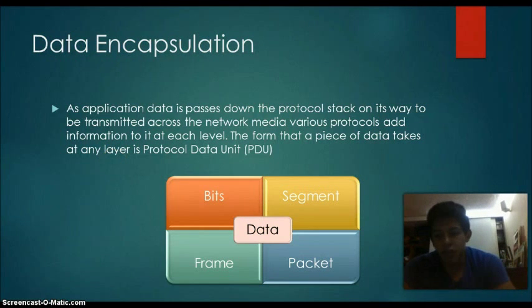Okay, in this process, for example, data is the general term that is used in the application layer. The segment is in the transport layer, the packet in the network layer, the frame in the data link layer, and the bits are the physical layer protocol data unit used when physically transmitting data over the network.